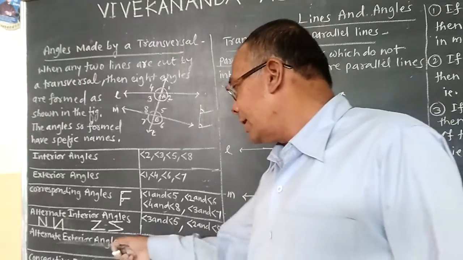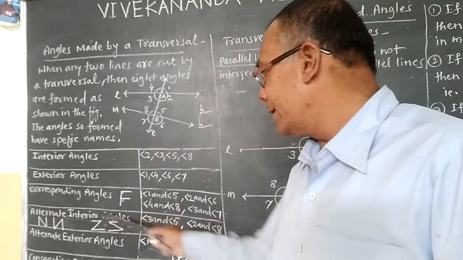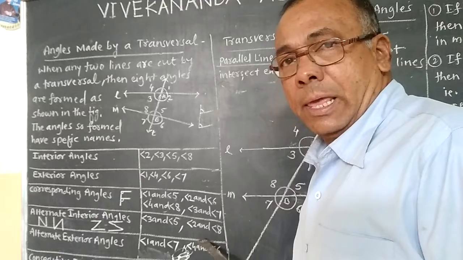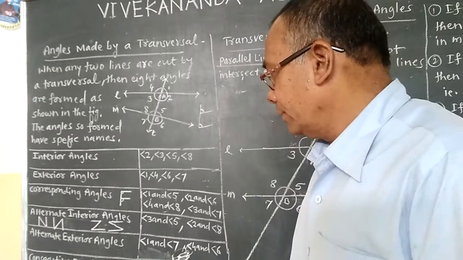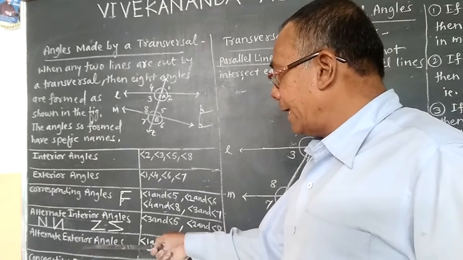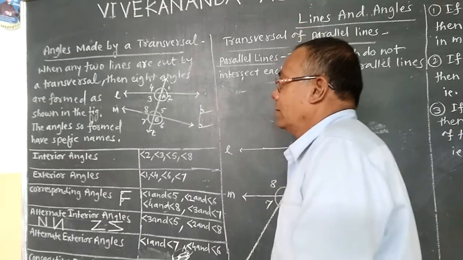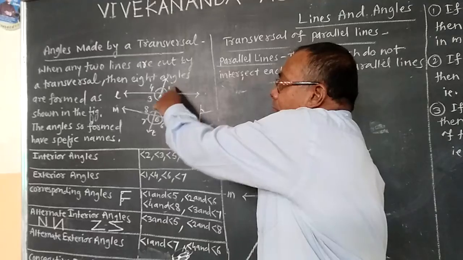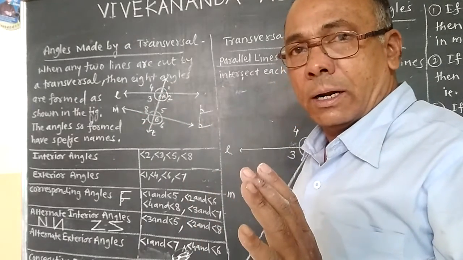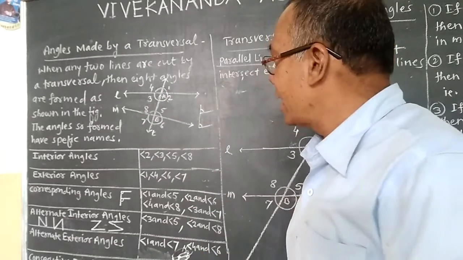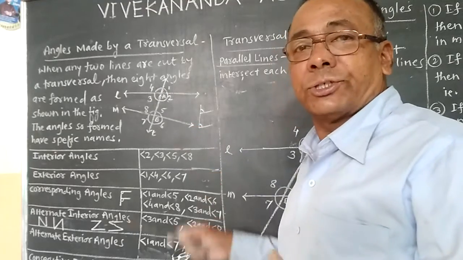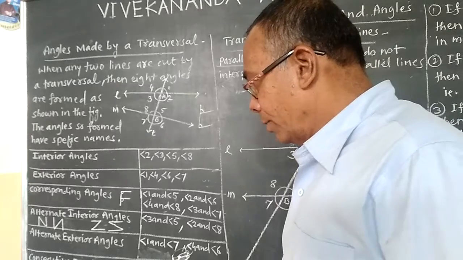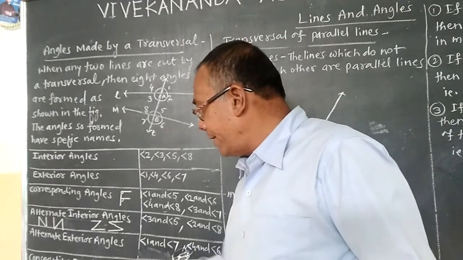Now alternate exterior angles. Here alternate interior angles are angle 3 and angle 5, angle 2 and angle 8. Also here, alternate exterior angles means, exterior angles we have 1, 4, 6, 7. So 1 and 7 are alternate exterior angles. Similarly 4 and 6, this is the second pair of alternate exterior angles. Now we have to consider consecutive interior angles.